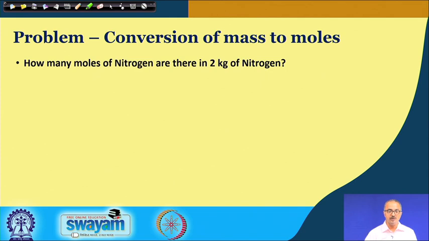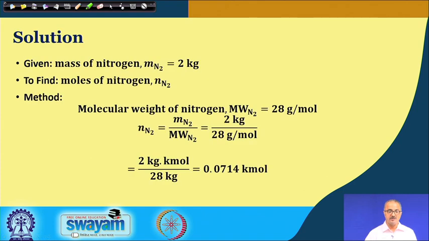Next, we are coming to conversion of mass to moles. So, here we have been given that 2 kg of nitrogen is there. So, how many moles does it make? For this, what we need? We need to know the molecular weight of nitrogen, which is 28 gram per mole. So, to know the number of moles of nitrogen, we simply divide the mass of the nitrogen by the molecular weight of nitrogen, and by putting these values we find it is coming about 0.0714 kilomole.